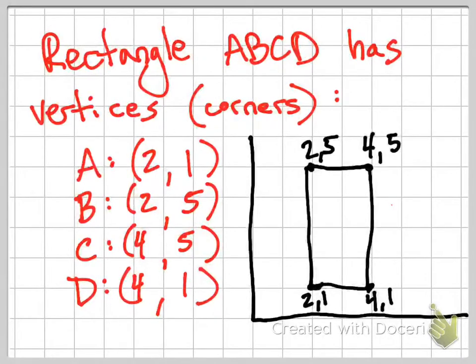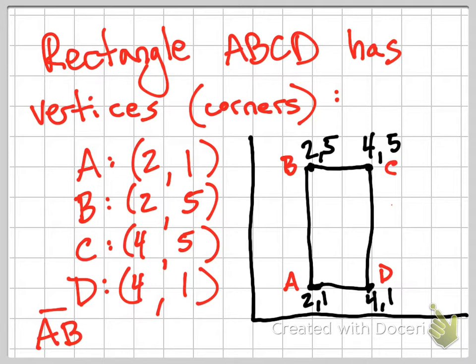Rectangle ABCD has vertices, which are corners, at these certain points. So whenever it tells you this, we know we follow. This point is A, this point is B, this point is C, this point is D. It's not all that important. However, in future math, when you're doing it, you do follow the way that it goes. So for example, it'll ask you, what is the length of AB?